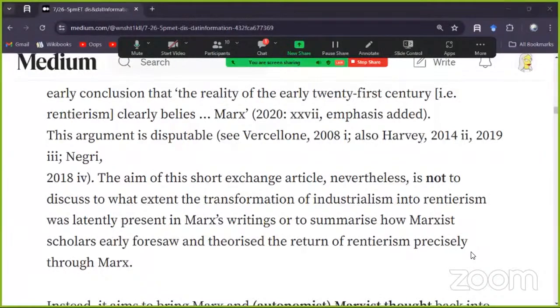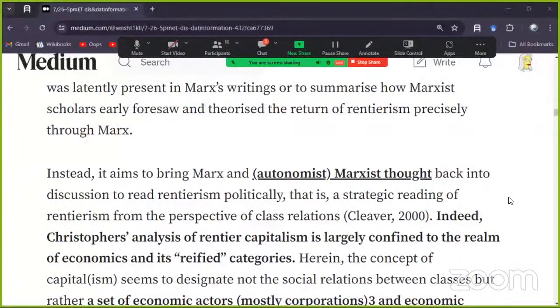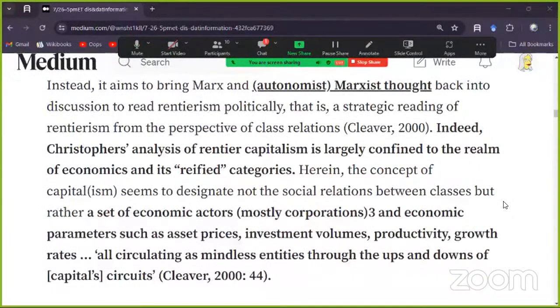Instead, this particular article aims to bring Marx and autonomist Marxist thought, remember I mentioned Italian versions of this, back into discussion to read rentierism politically. That is a strategic reading of rentierism from the perspective of class relations. Indeed, Christophers' analysis of rentier capitalism is largely confined to the realm of economics and its reified categories. Herein, the concept of capitalism seems to designate not the social relations between classes, but rather a set of economic actors, mostly corporations, and economic parameters, such as asset prices, investment volumes, productivity, and growth rates, all circulating as mindless entities through the ups and downs of capital circuits.